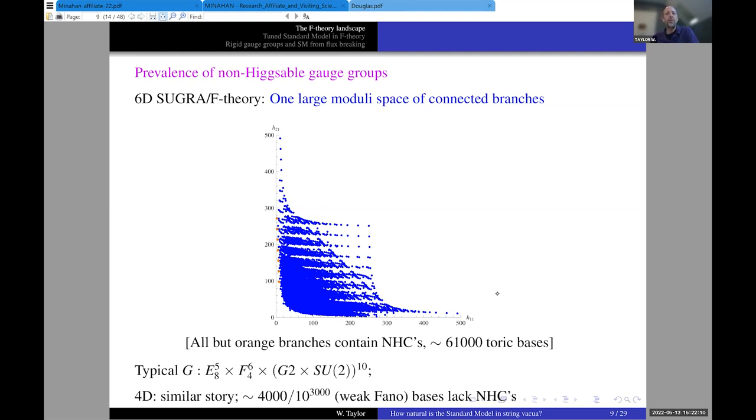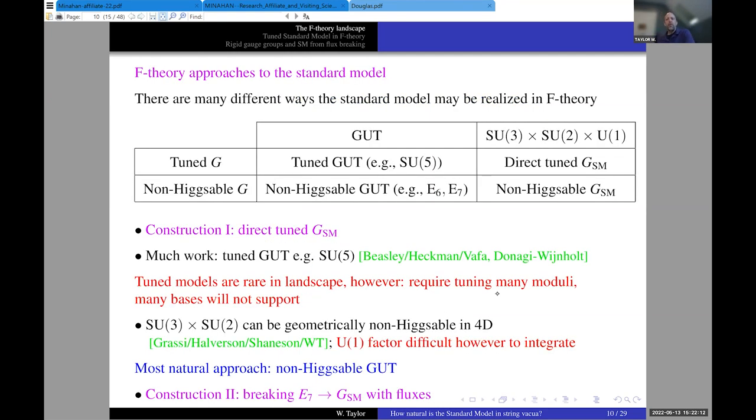Okay, so what do we do from there? We have this big picture of what the string landscape looks like from the F-theory point of view. How can we realize the standard model in that context? So there are a lot of different choices for how to proceed. I've emphasized this idea that there are these geometrically non-Higgsable or rigid gauge groups in the majority of the different geometries.